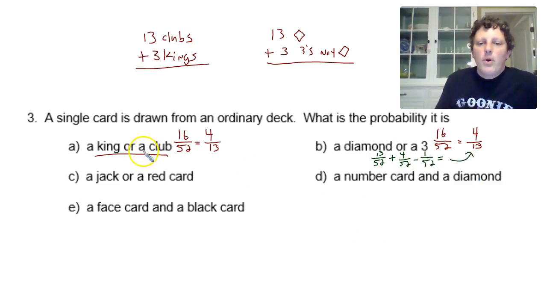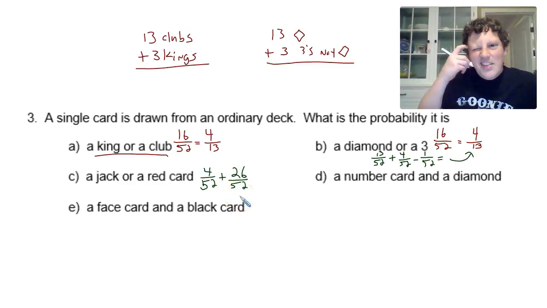So same thing for part A. You can use the formula, add the 2 probabilities, subtract the overlap. That'll get you there. Or you can just think about it. Either way is fine. Let's try the formula with a jack or a red card. What is the probability of a jack? There are 4 jacks in the 52 cards. What's the probability of a red card? Well, half of the cards are red. So that's 26 out of 52 cards.